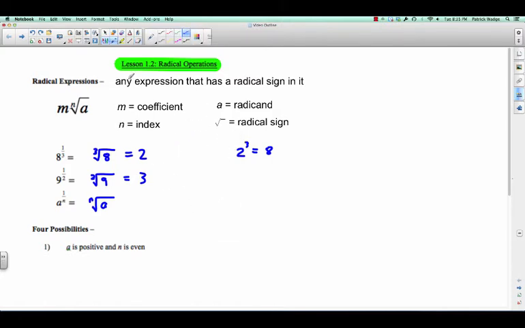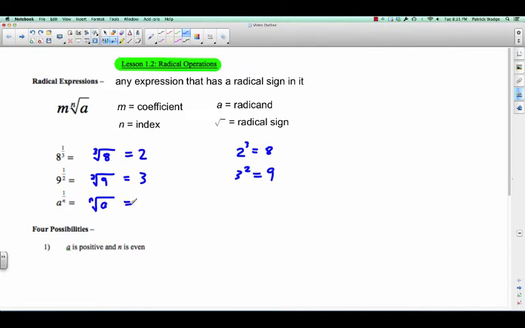Alright, how can we rewrite this? If the square root of 9 equals 3, then 3 squared equals 9. You see we're taking this, raising it to that power to get that answer. 3 squared equals 9. Okay, how about this one? We can't do it because there's no equals here.